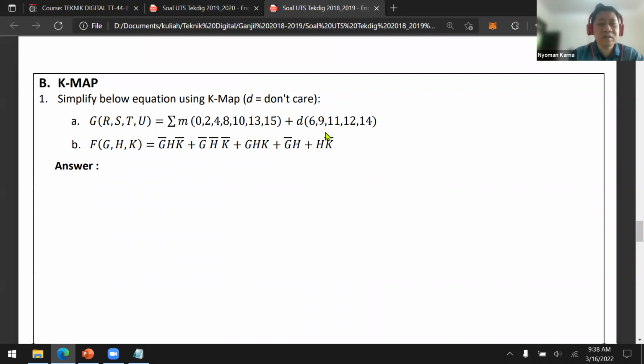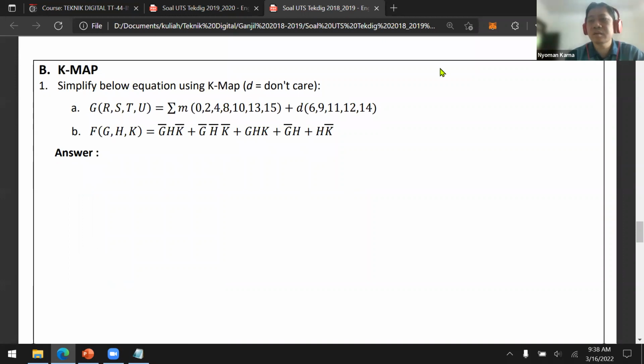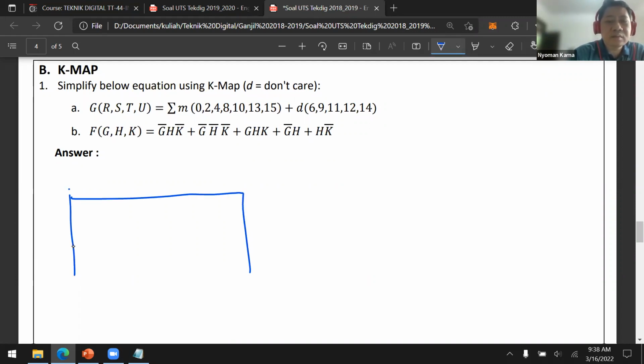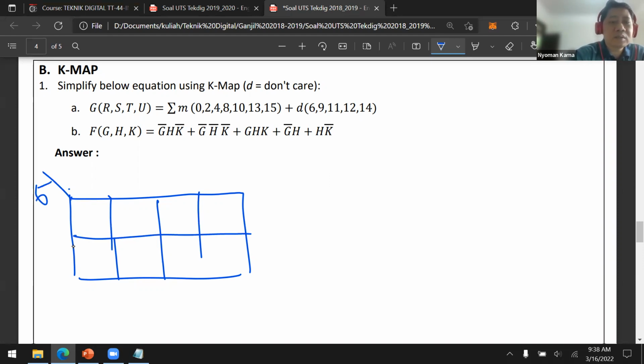We have a function with 3 inputs, G, H, and K. This one is G, and this one is H and K. G could only be 0 or 1. H and K could be 0, 0, 0, 1, 1, 1, and 1, 0.